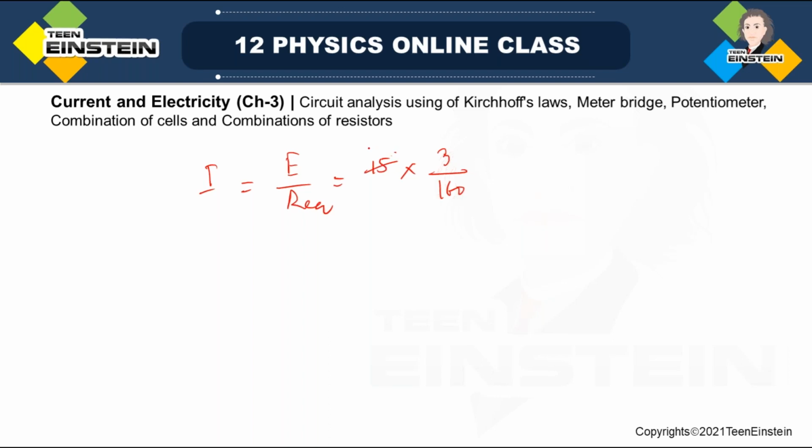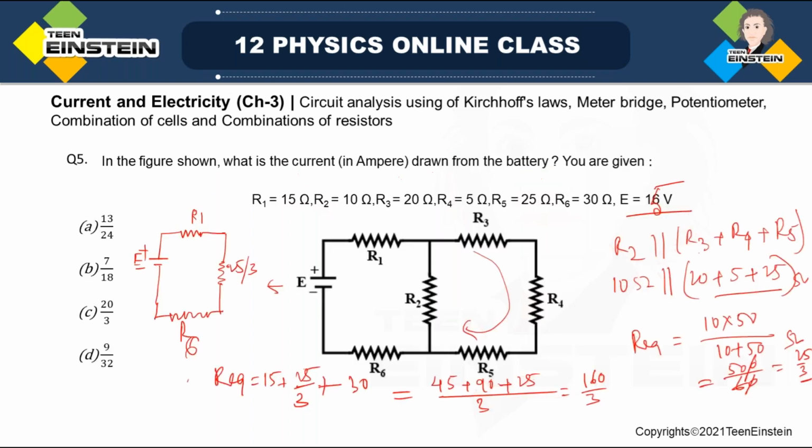So this is 5 threes and 5, 3 and 2. Okay, it is coming like this, 9 by 32. Let me check whether we have options. 9 by 32. Yeah, so this is the option. So this is the correct answer for this question.